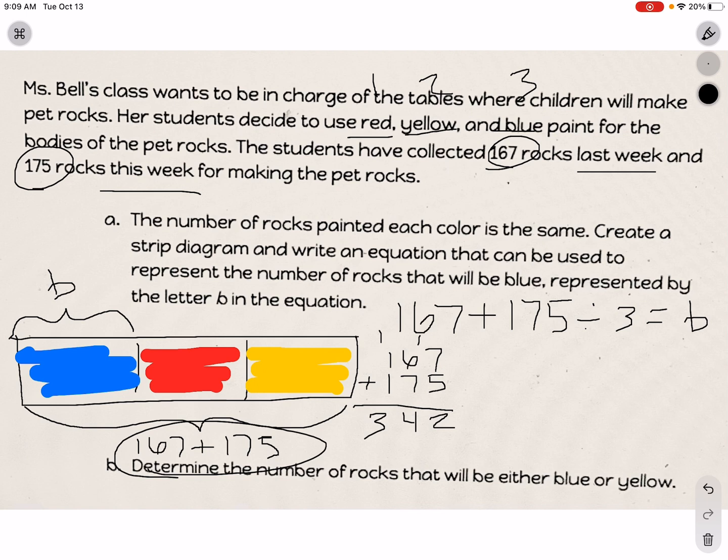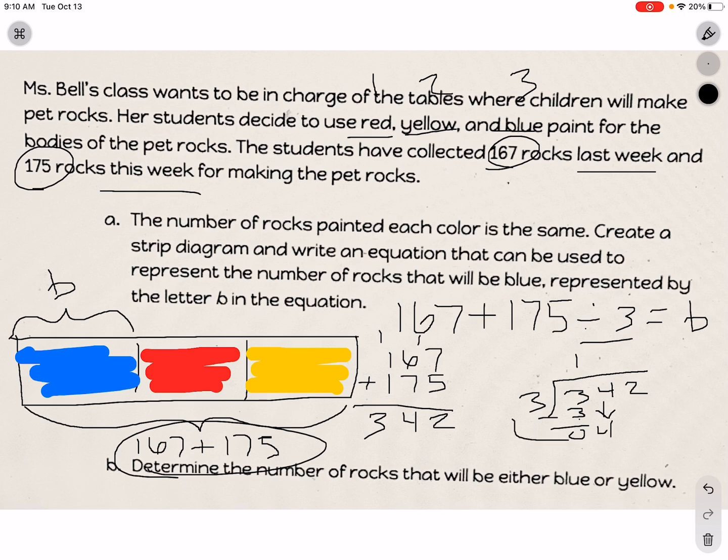Okay, if we have 342 rocks total, and we're going to split them into three different groups, a blue group, a red group, and a yellow group, we're going to divide by 3. I'm just going to use the standard algorithm here. 342 divided by 3. We're going to start all the way at the left-hand side of the dividend. 3 will go into 3, or 300, one time. And then we're going to multiply. 1 times 3 is 3. We're going to subtract 3, and we're left with nothing. We're going to bring down our 4.